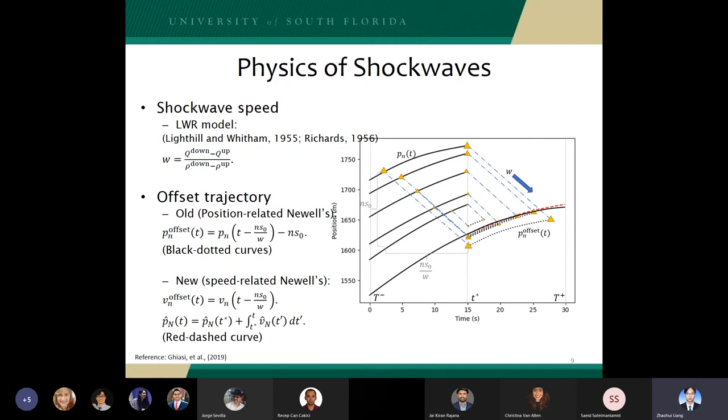So we propose to use the speed-related Newell car-following model to generate these offset trajectories. As you can see, the red dashed line is from the new method, and the black dotted curves are from the old method. Obviously, this new method is much better than the previous method.